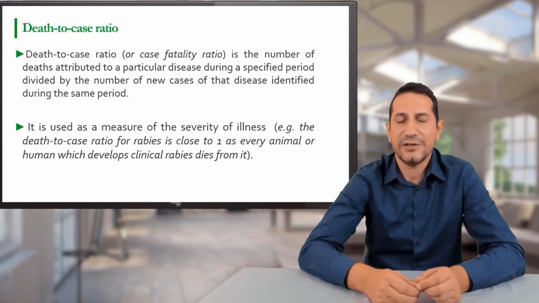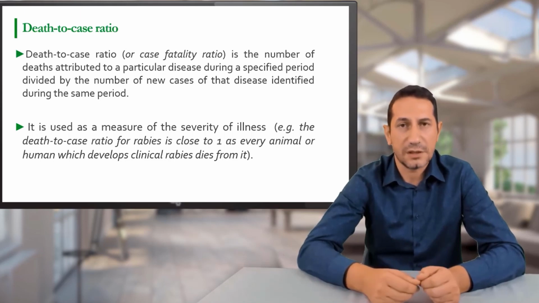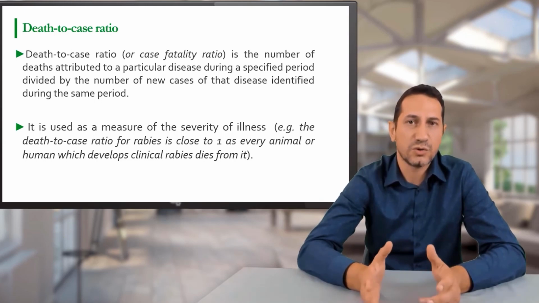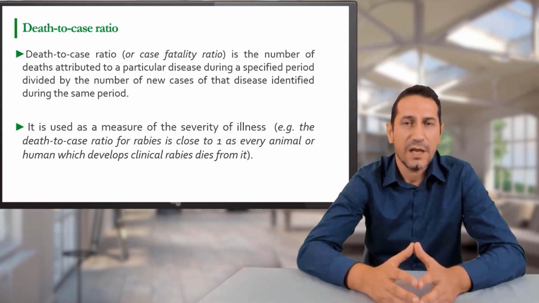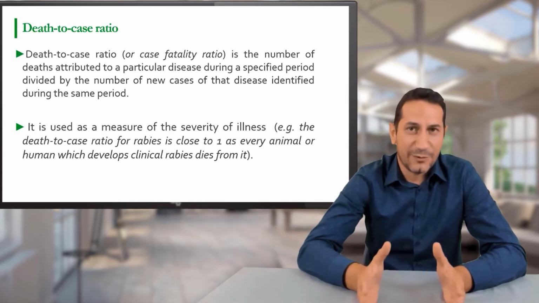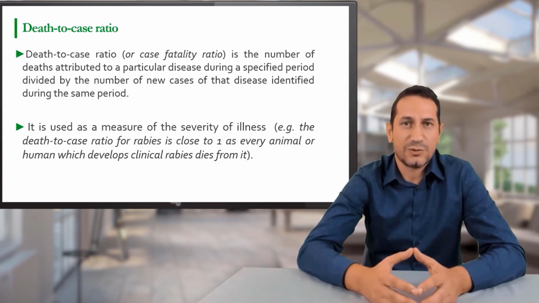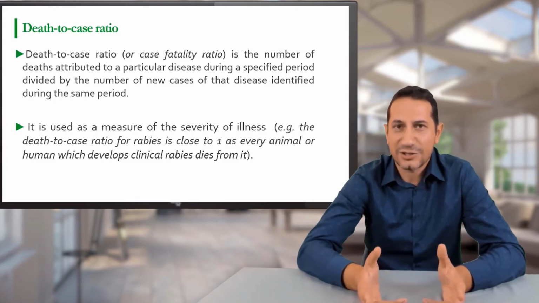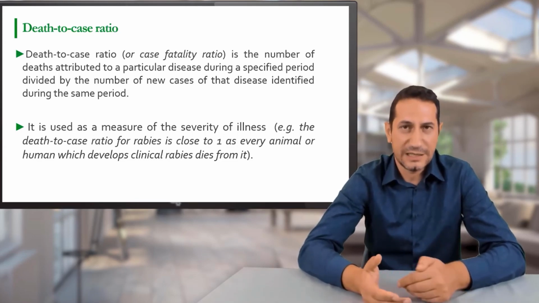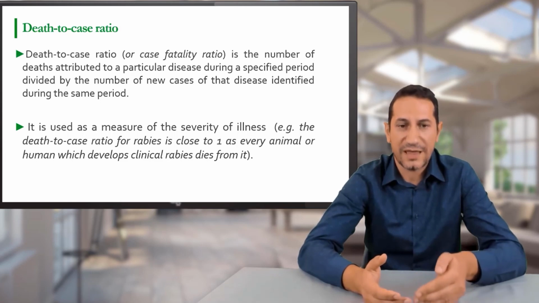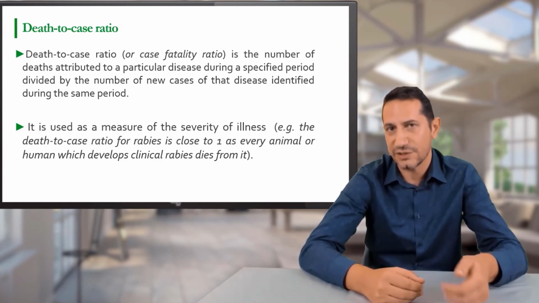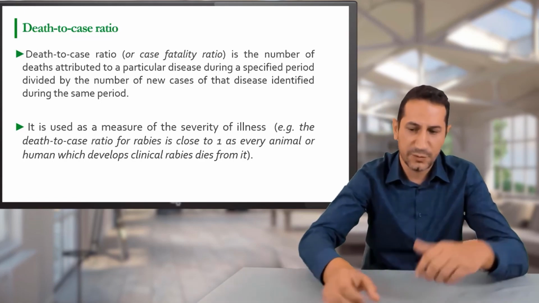But if we take another disease, let's say in humans, the common cold, it has a death to case ratio close to 0. And by the way, it's also related to coronavirus, because the common cold is also a coronavirus, but it's just not as deadly. So it's the ratio of death to cases. It's a comparison of the severity of a certain disease. And that's to be kept in mind.